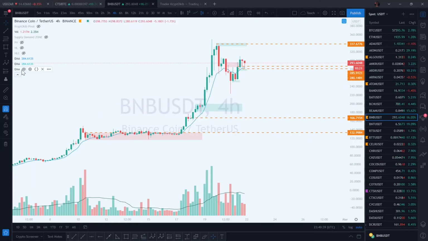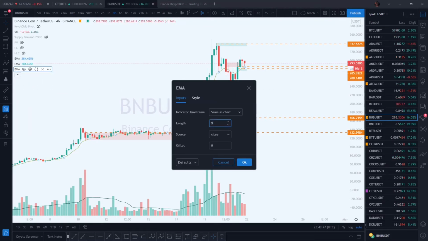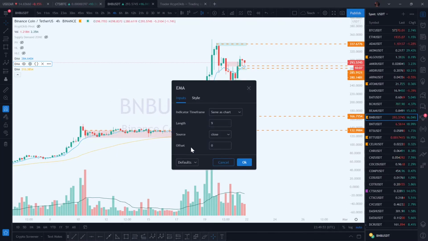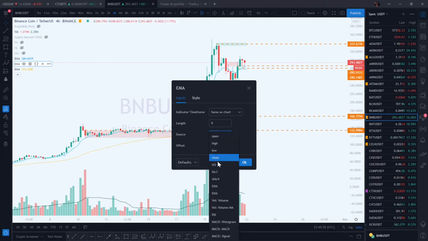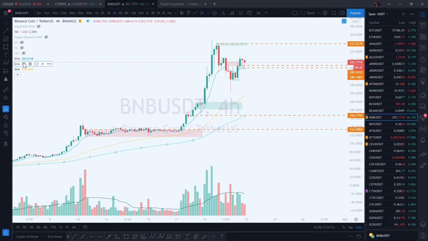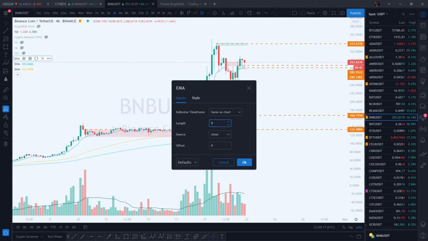So I want to go over to the settings of each and change the settings because they are all at default settings. I will change this particular one to 50. Click OK. Leave the source as close. That means close of the candle. You can choose open, high, low, close, high-low divided by 2, high-low-close divided by 3, open-high-low-close divided by 4, and continuous. But most people use the close. So here I have the 50 day, here we have the 100. And the last one, I will put the 200.